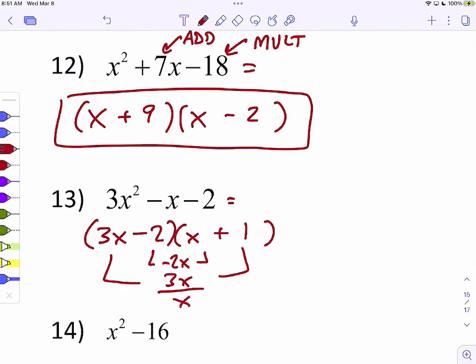I tried 1 and 2. I tried 2 and 1. This came out to be 1x, and I wanted negative 1x. And what we said yesterday was, if you get the wrong number, switch the numbers. If you get the wrong sign, switch the signs. So I'm going to make this positive and negative. And this will make everything opposite. And it'll give you the negative 1x.